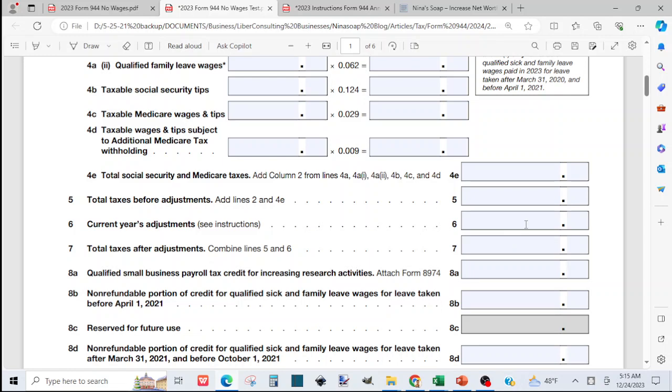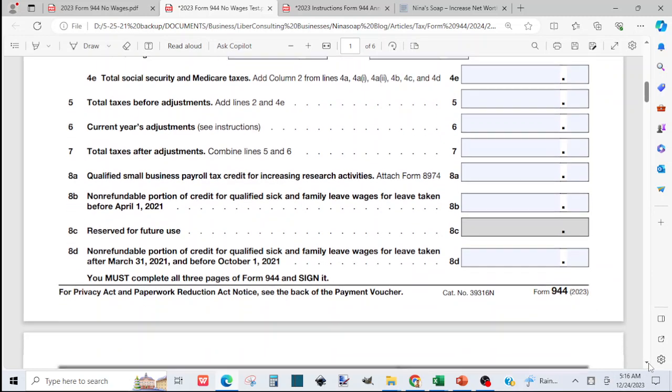There is no adjustment to make, so you leave it blank. Total tax after adjustment is line 5 and line 6 is $0, so you leave it blank. Qualified small business tax, a payroll tax credit or for increasing research activities. So if you have anything related to that, you might want to read the instruction for that line, and there is Form 8974 to complete as well. Otherwise, it's $0, you leave it blank.